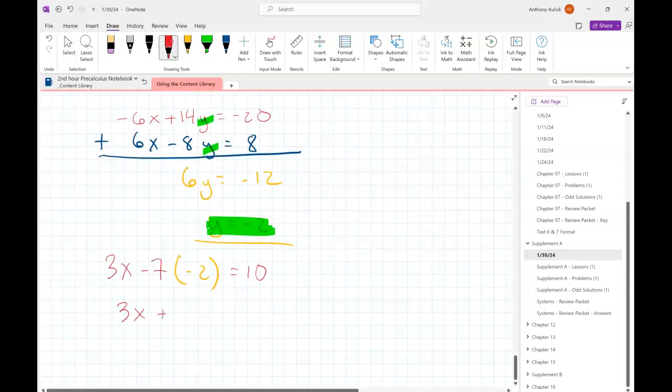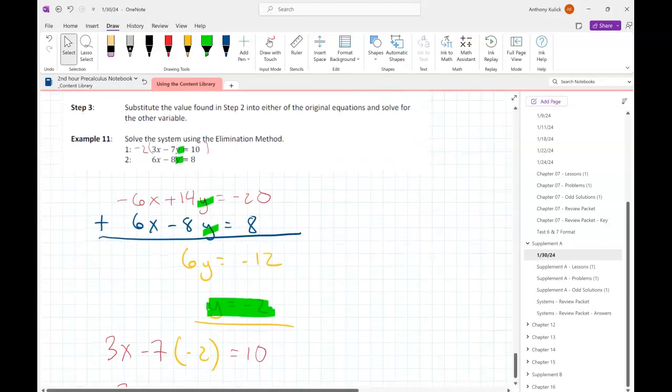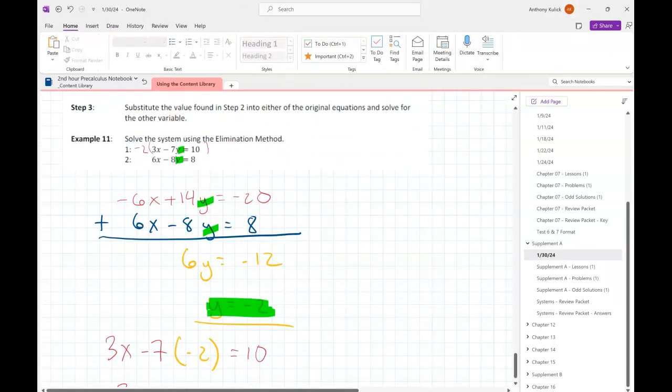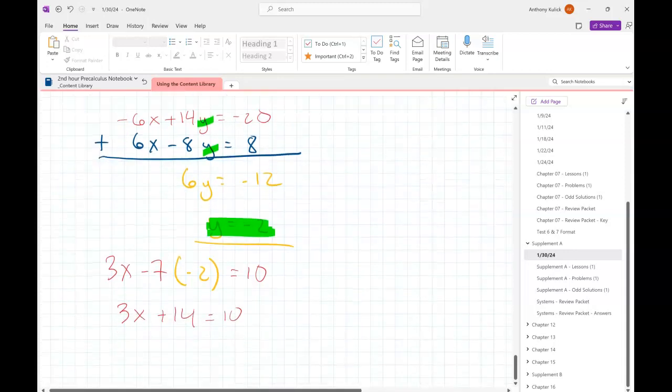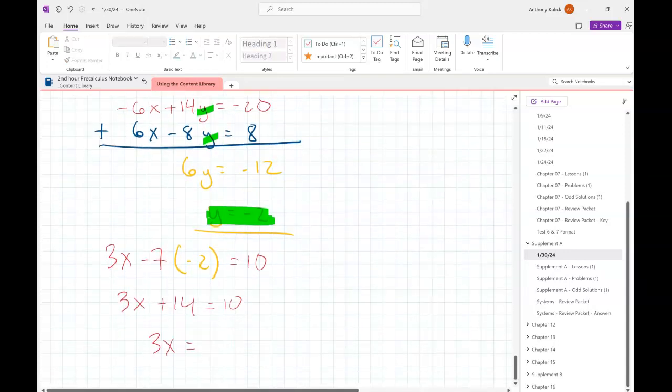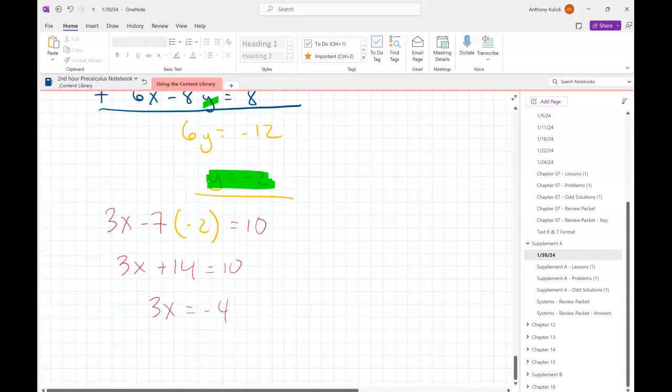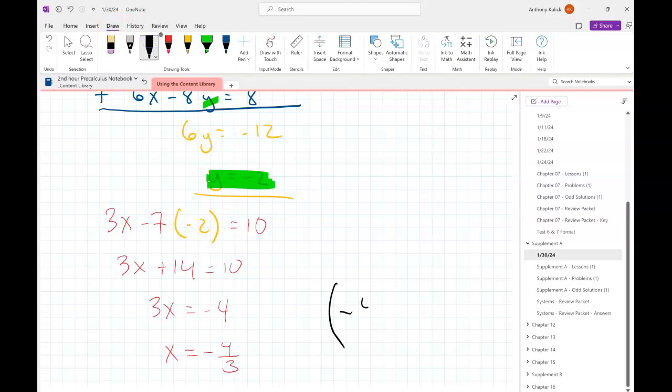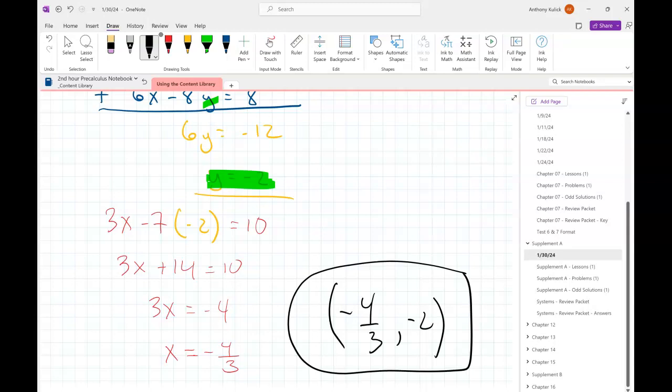So 3x plus 14 is equal to 10. And I subtract 14 from both sides. And then divide by negative 3. I'm sorry, divide by 3. And so my solution is negative 4/3, comma, negative 2.